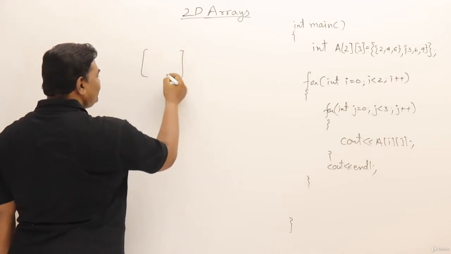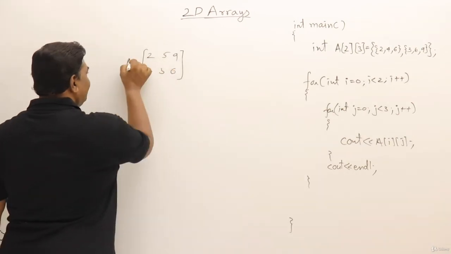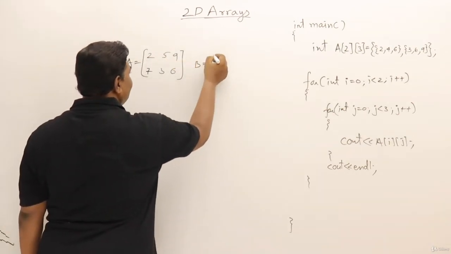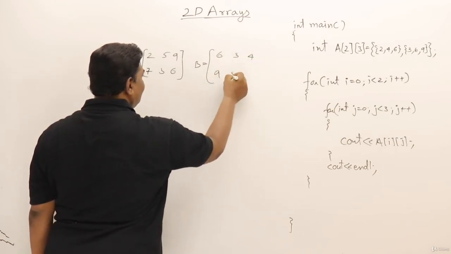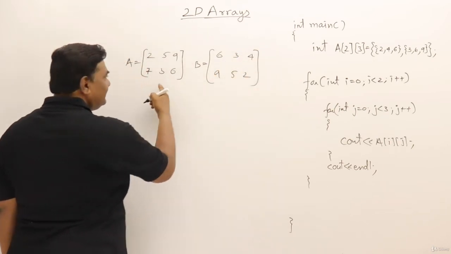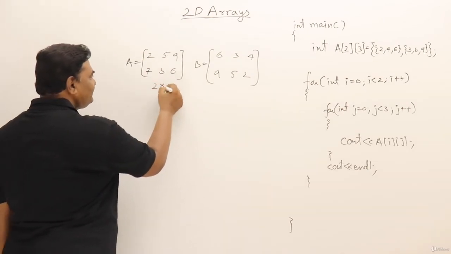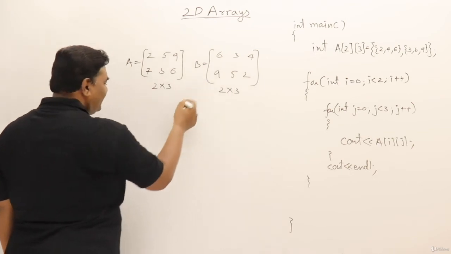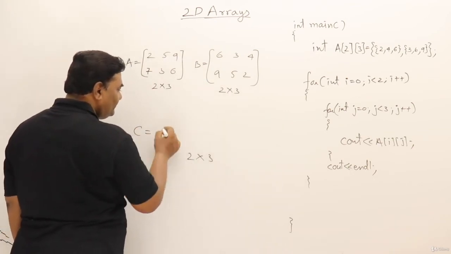Suppose I have two matrices: 2, 5, 9, 7, 3, 6, this is matrix A, and matrix B is 6, 3, 4, 9, 5, 2. These are the two matrices. The dimension of both these matrices is 2 cross 3 and 2 cross 3. Then we can add them if their dimensions are the same, and the resultant matrix will also be 2 cross 3.